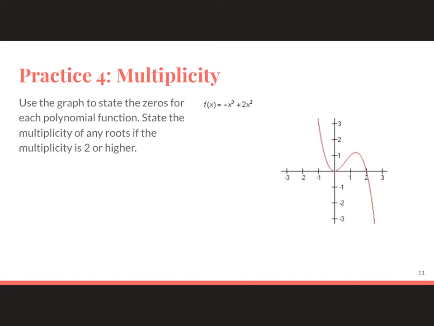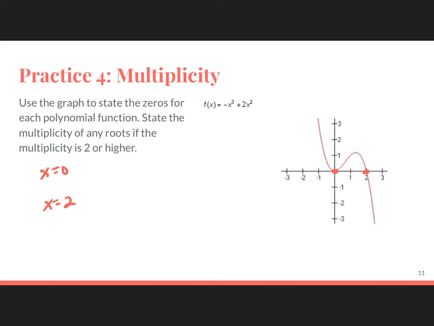Let's look at practice 4 with multiplicity. We want to use the graph to state the zeros for each polynomial function, and state the multiplicity of any roots if the multiplicity is 2 or higher. So let's first identify where our roots are. Our roots are over here at x equals 0 and over here at x equals 2. I know this because that's where it passes or touches the x-axis. So I have x equals 0 and x equals 2.